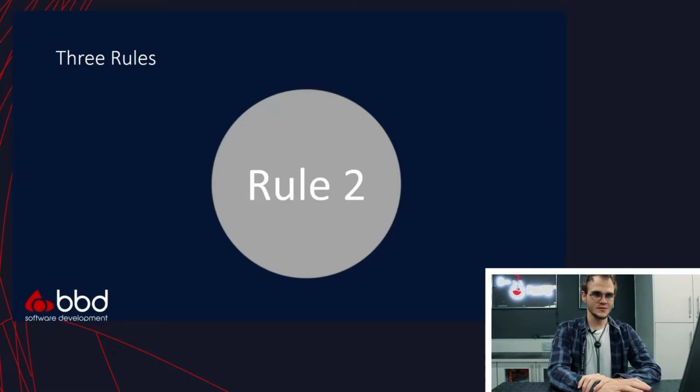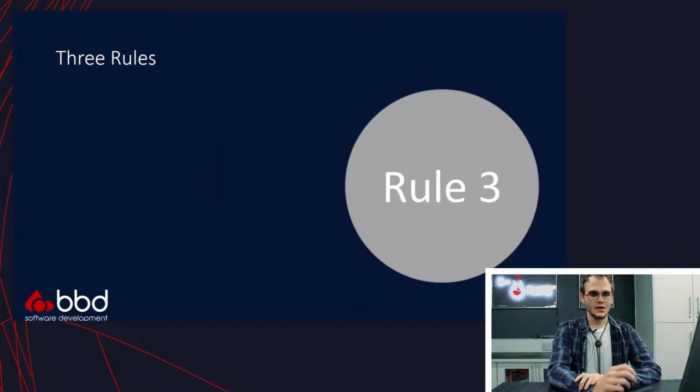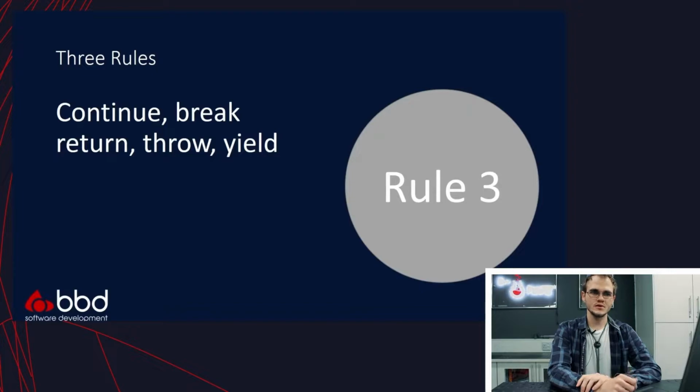Rule 2 is a little bit more simple in that it basically states that when the parser has reached the end of the program and it deems that there is no more code left for it to parse, then it will insert a semicolon. Lastly, rule 3 is a bit more complex: if there is a line separator following a restricted production, then a semicolon is inserted. When we talk about restricted productions, we're referring to the words continue, break, return, throw, and yield.